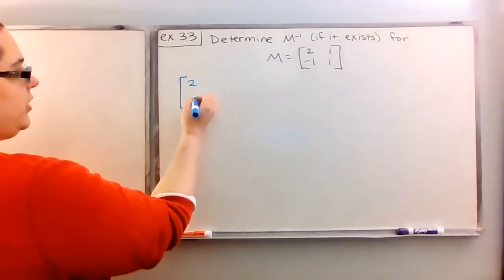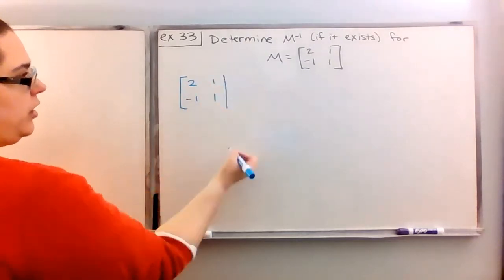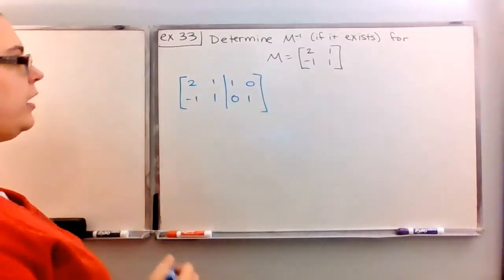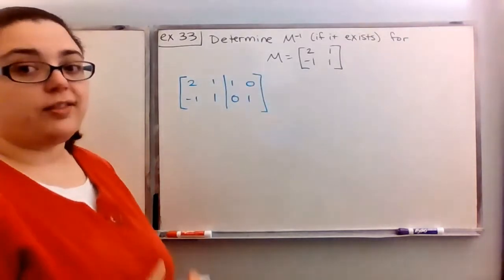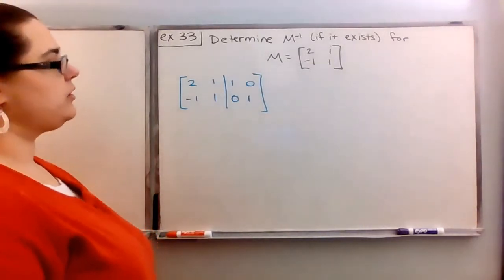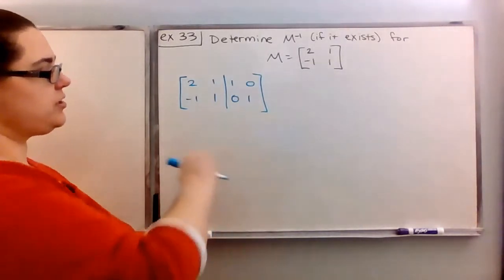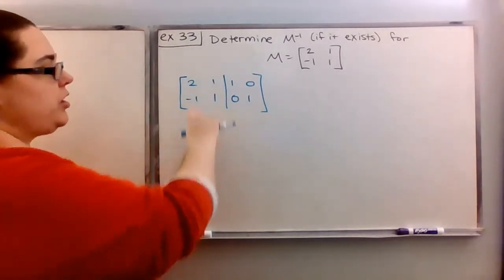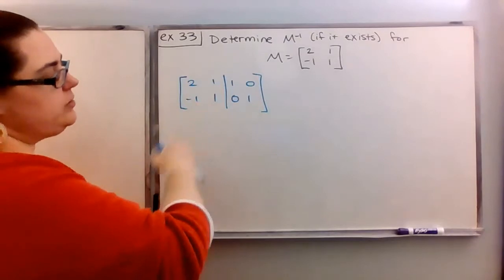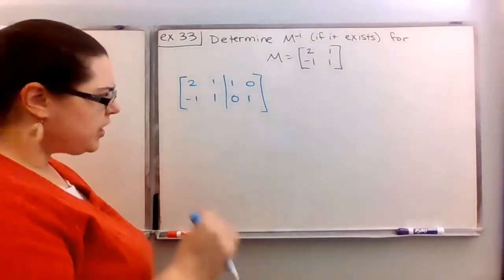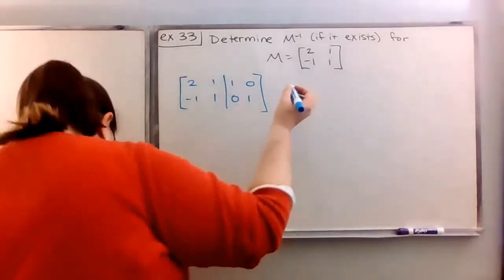So 2, -1, 1, 1, augmented with the identity. Now, as always, there are a lot of ways you can start this. I'm going to start in a different way. I'm going to start by adding row 2 to row 1 to get the 1 up here. But you could also switch these two rows and then negate, or you could cut this row by half. Any of these first steps are good first steps to take.